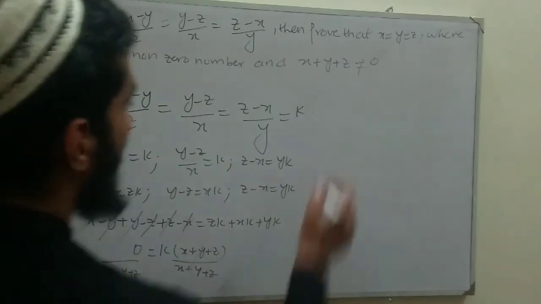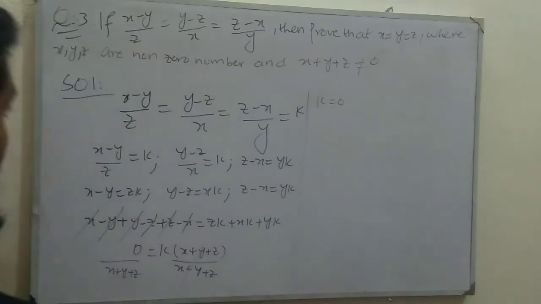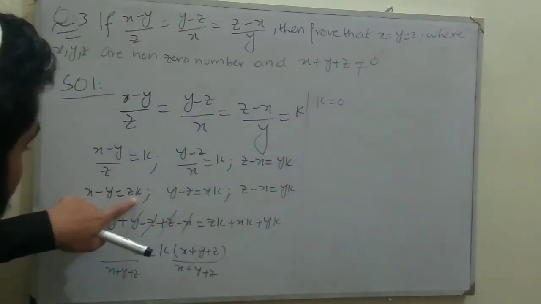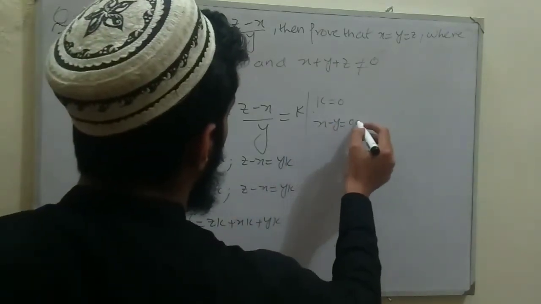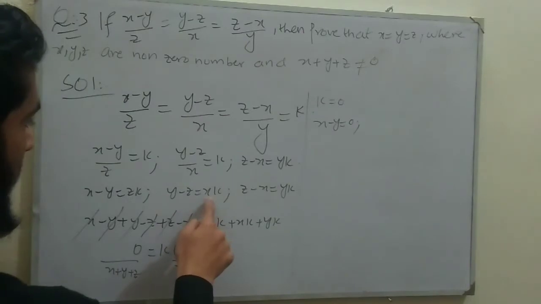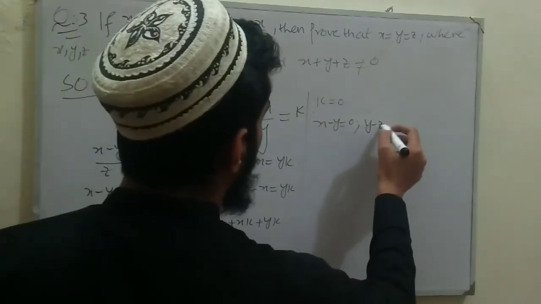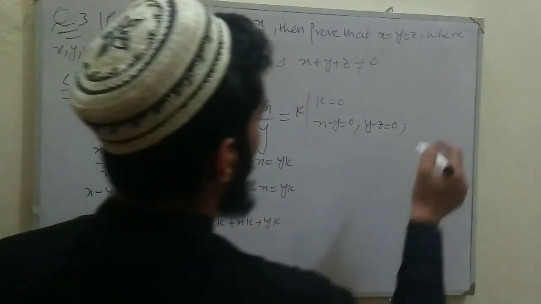So the value of k will be equal to 0. Putting k equal to 0 in this equation, this equation, this equation. By putting k equal to 0 here, it becomes 0, so x minus y will be equal to 0. Put k equal to 0 here, so it becomes 0, so y minus z will be equal to 0. And put k equal to 0 here, so z minus x will be equal to 0.